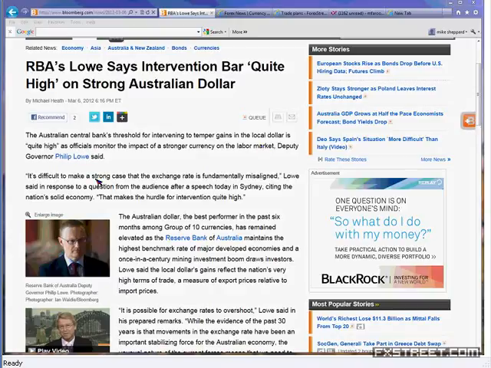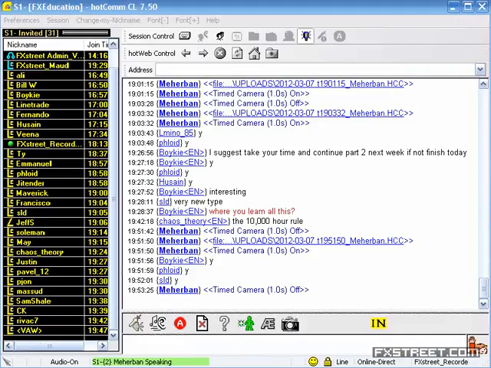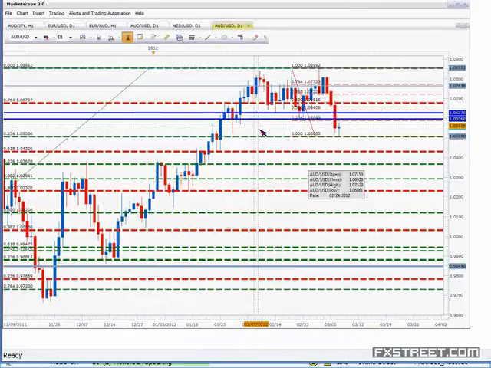It's difficult to make a strong case that the exchange rate is fundamentally misaligned, Lowe said in response to a question from the audience after a speech in Sydney, citing the nation's solid economic market. That makes the hurdle for intervention quite high. Now, let me get back on the charts. Okay? You with me so far, guys?